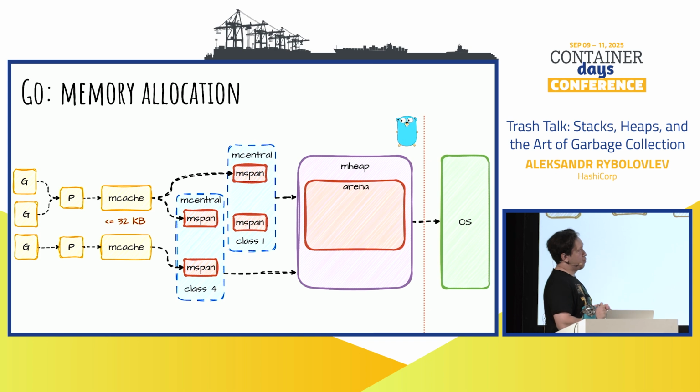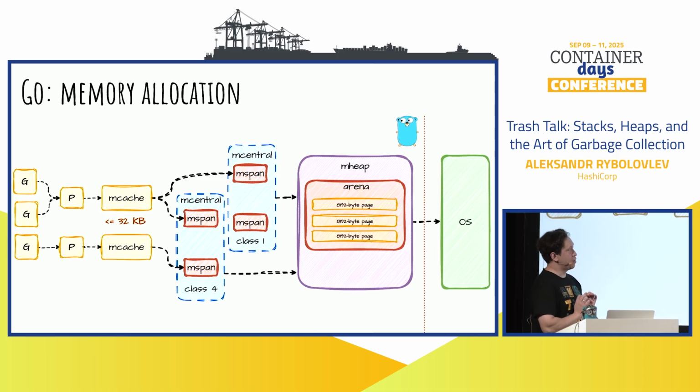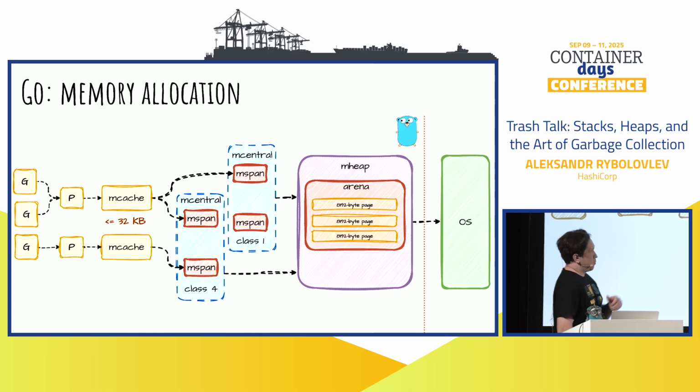So the way M heap works, it will go ahead and request a big piece of memory from the operating system, and it will call it an arena. It will further slice this arena into multiple pages, 8 kilobytes each, and M central is going to request this raw memory page from the arena, from M heap, and then it will be able to allocate it to one of the M caches.